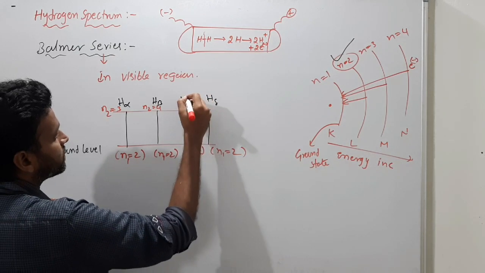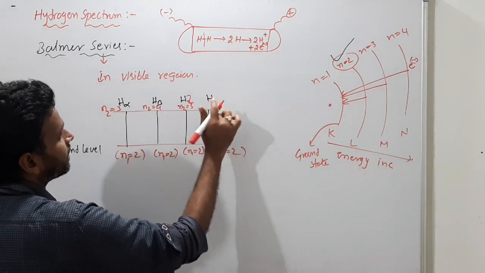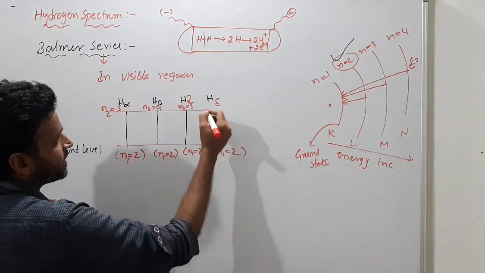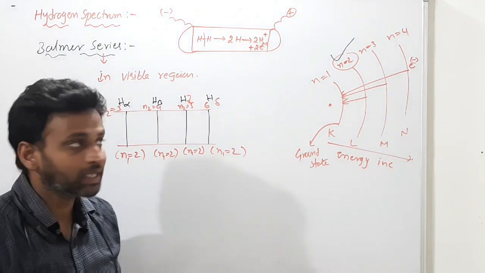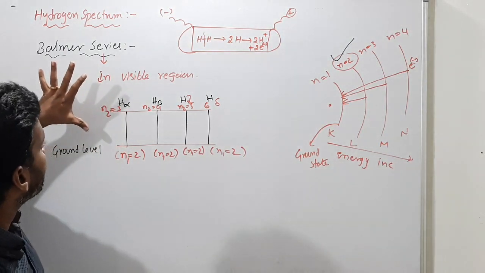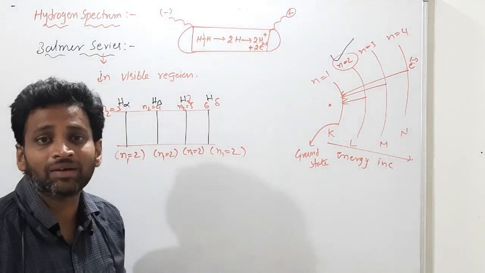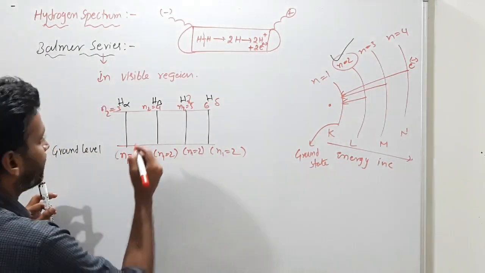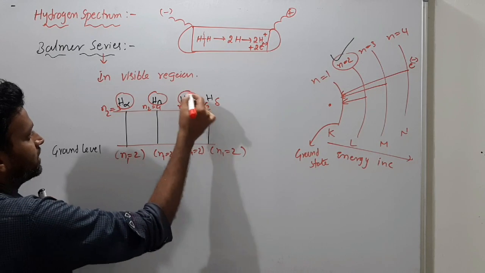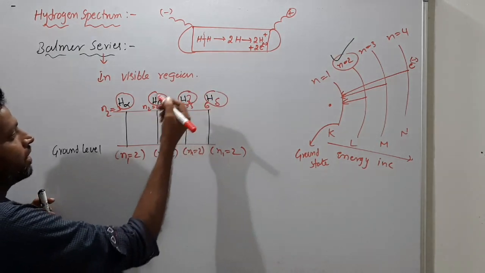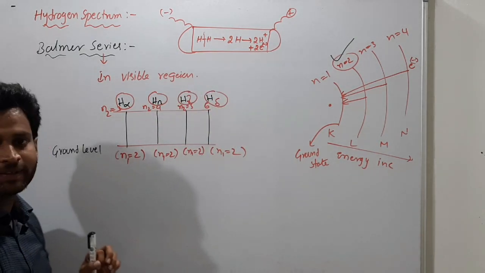And this is delta. H delta, 6 to 2, like that. Understanding? As the electron jumps from a higher energy level to the second level he observed. So he named those spectral lines H alpha, H beta, H gamma, H delta like that.